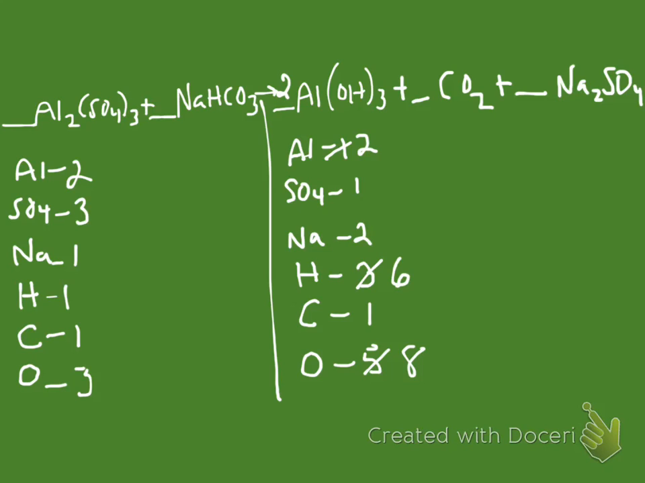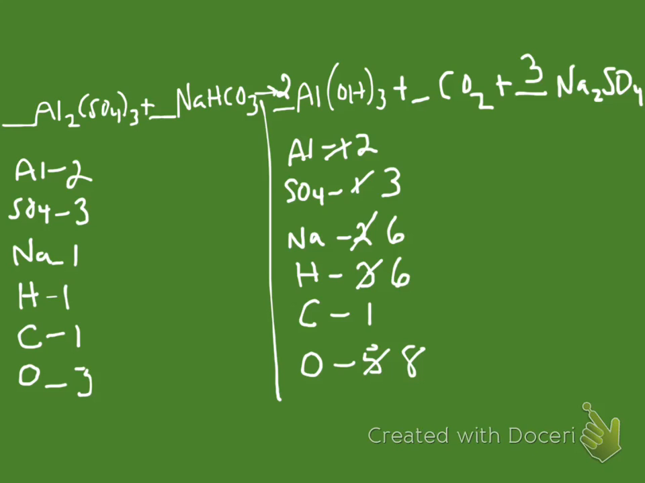And, okay. Now my SO4, I have 3 SO4s on my reactant side. So to get 3 SO4s over here, I'd have to do that. Well, that gives me 6 sodiums, 3 of that. Okay. You see how you can get into an upward death spiral? We're not there yet, but it can happen.